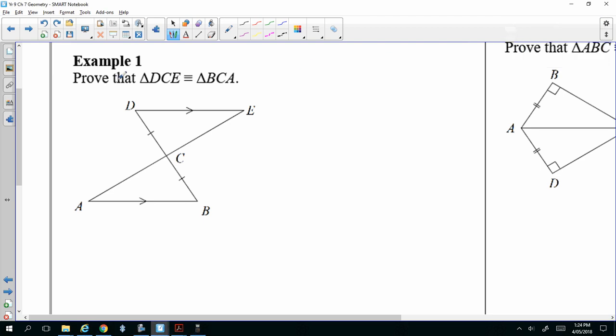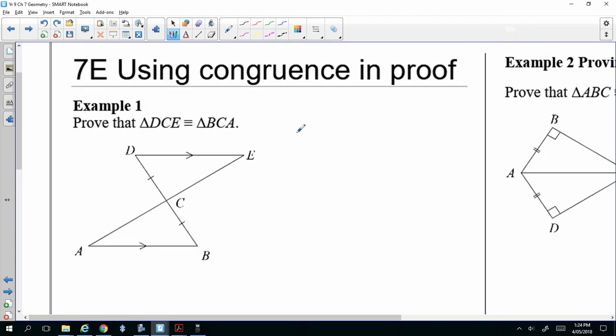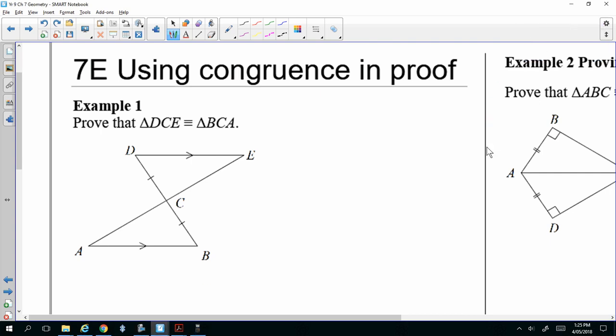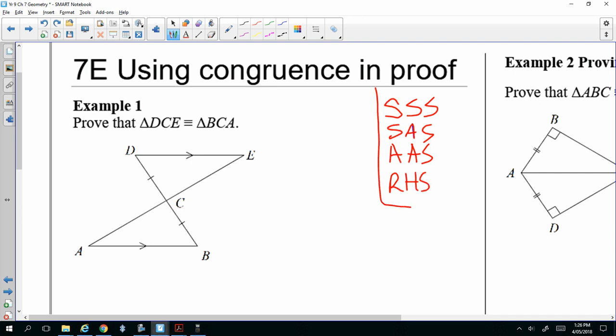Let's revise some of the rules that we learned about congruent triangles. There are 4 tests on congruent triangles. So what are the 4 tests for congruence? Yes, Joshua. AAS, RHS. Okay, so these are the 4 tests we learned last lesson. We're going to use these to help us to do the proof.